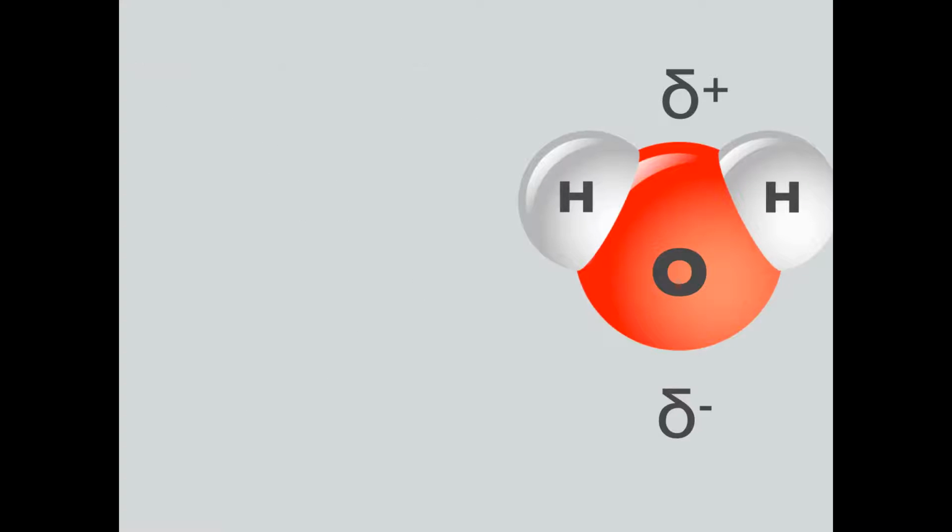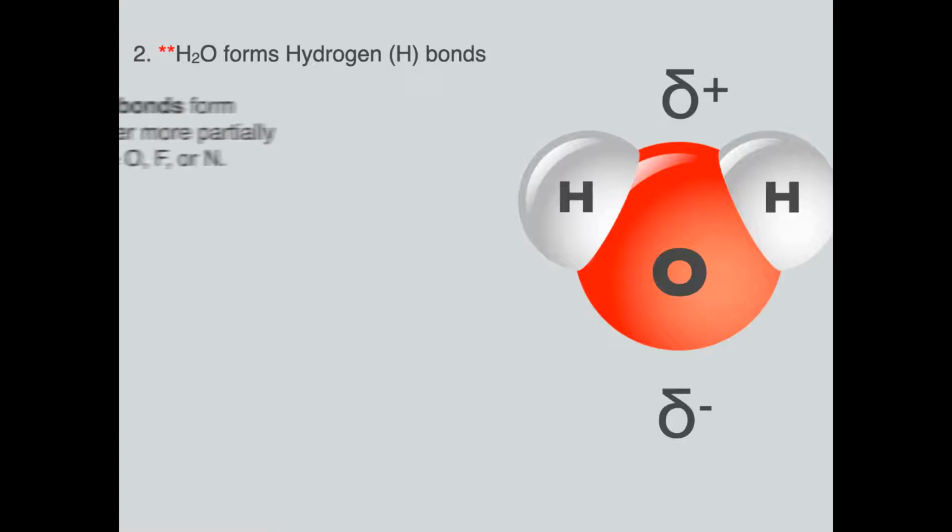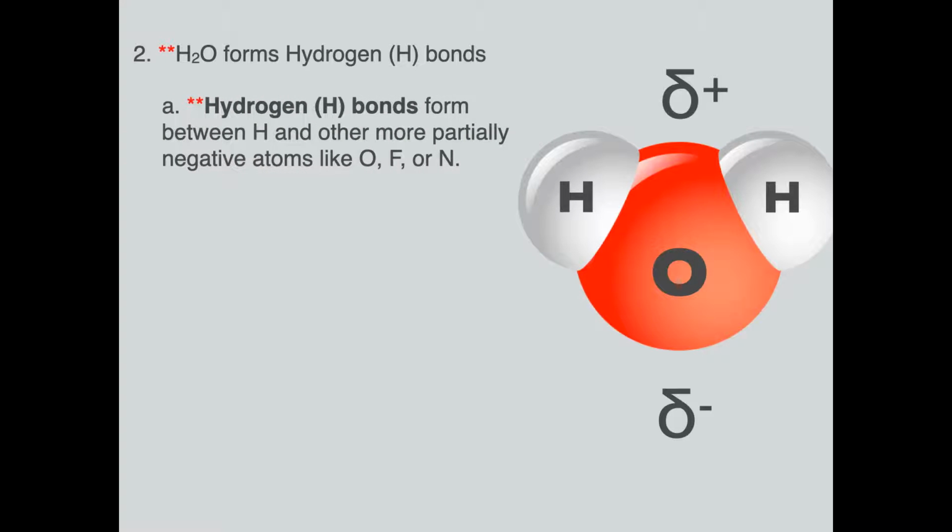All right, now, what's important is that H2O forms what we call hydrogen bonds. Hydrogen bonds are what form between hydrogen, go figure, and partially negative atoms like oxygen, go figure, right? We've got H2O, we've got hydrogens and oxygens. Of course, we're going to form some hydrogen bonds then. And you could also form that between hydrogen and fluorine or hydrogen and nitrogen. Oxygen, fluorine, and nitrogen are those really electronegative atoms.